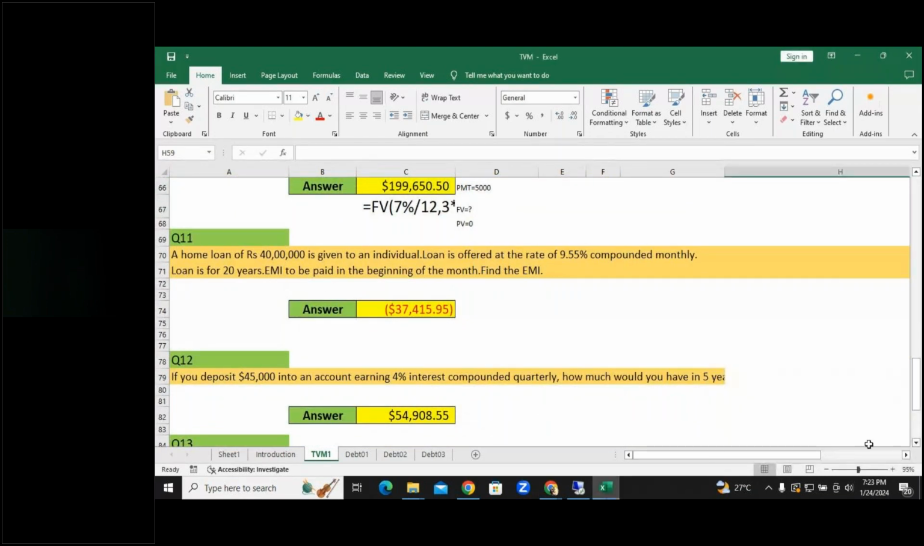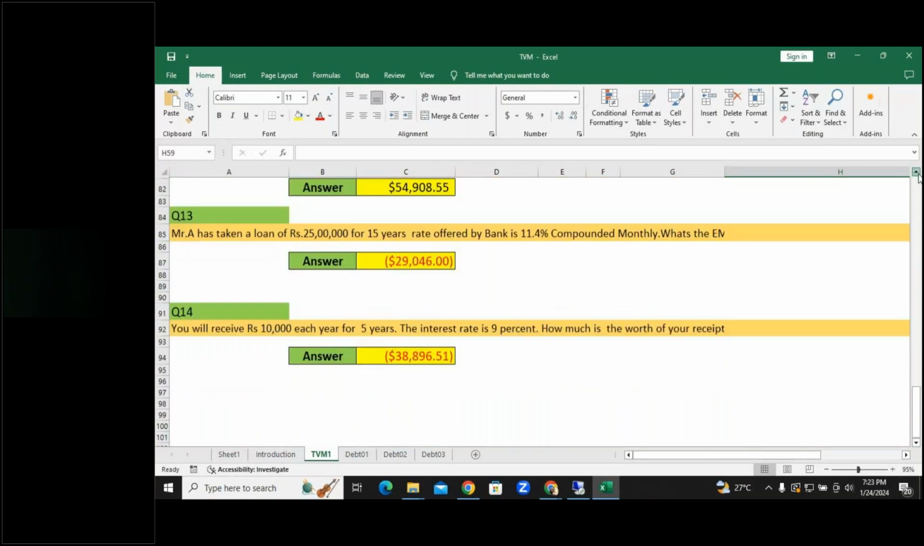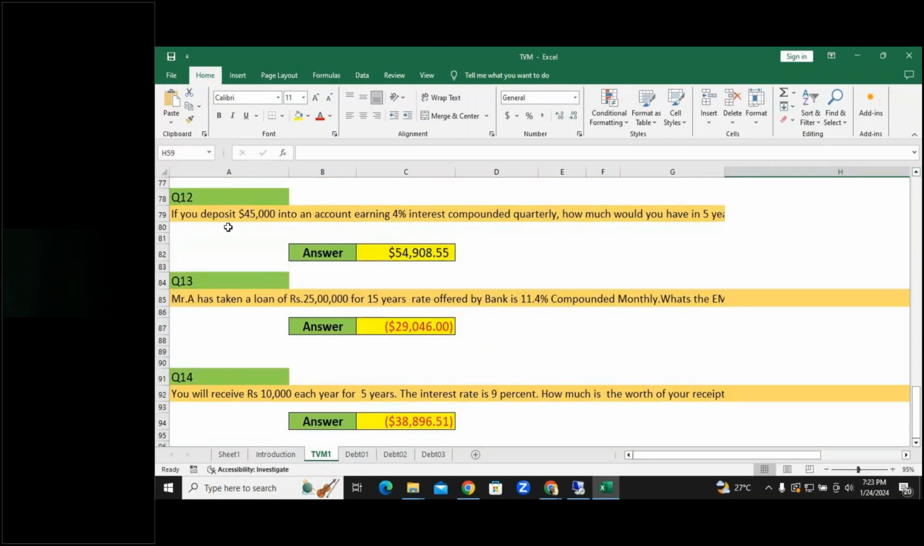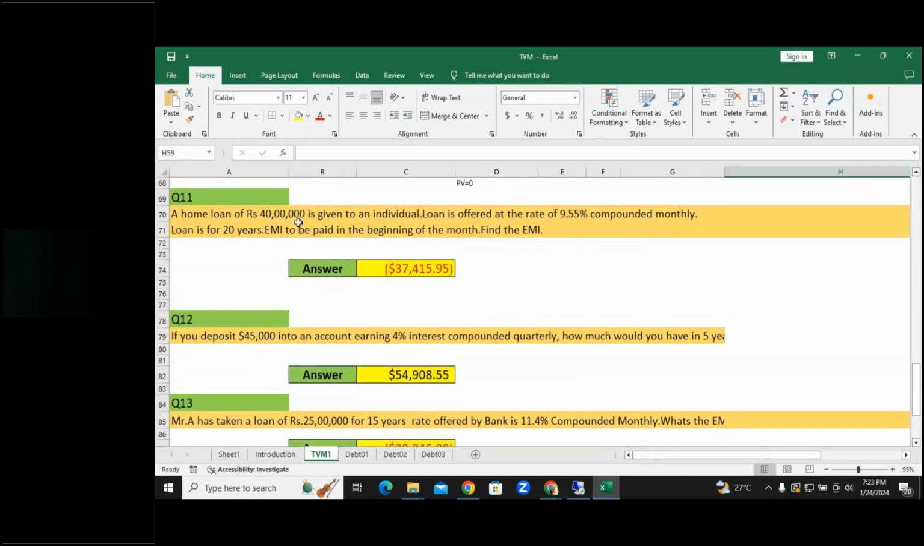So home loan of rupees 40 lakh. A home loan of rupees 40 lakh is given to an individual. Loan offered at the rate of 9.55% compounded monthly. Loan is for 20 years. EMI to be paid at the beginning of month. Find the EMI. So here I am going to use the PMT function.